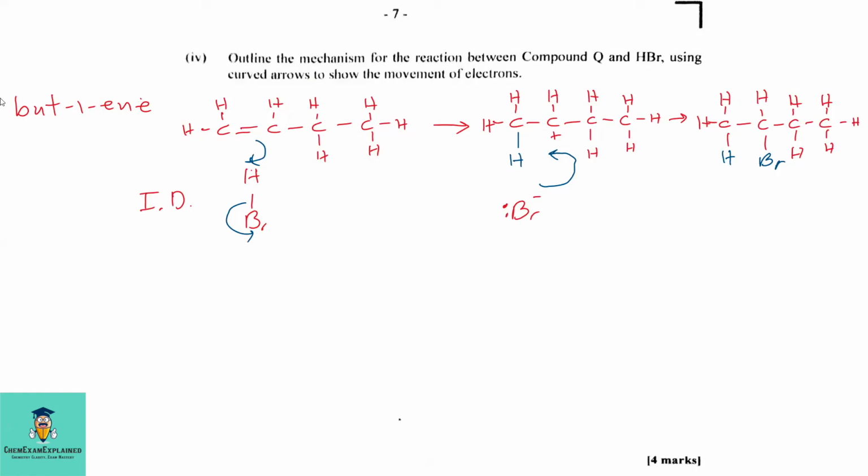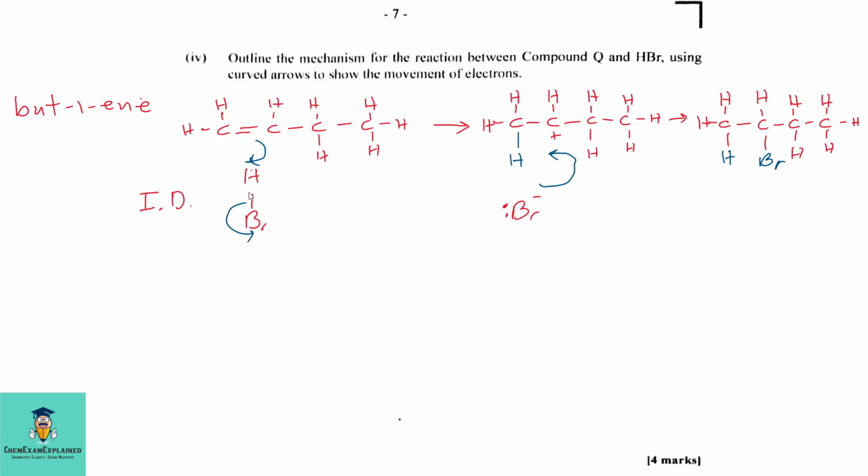In this case, with but-1-ene, we have a carbon with two H's and a carbon with one H. So when we add HBr, according to Markovnikov's rule, the H from the HBr must go on the carbon with a higher number of H's, while the Br will go on the carbon that is more stable, that is, the one with a fewer number of H's. So let's look at what's going on here.